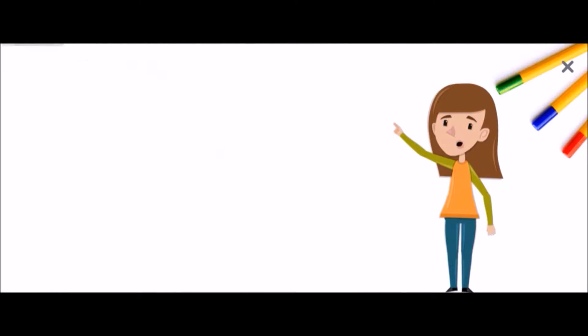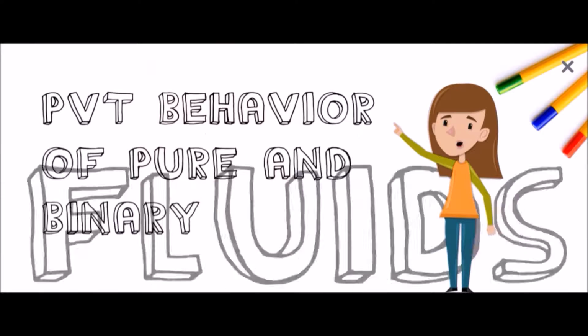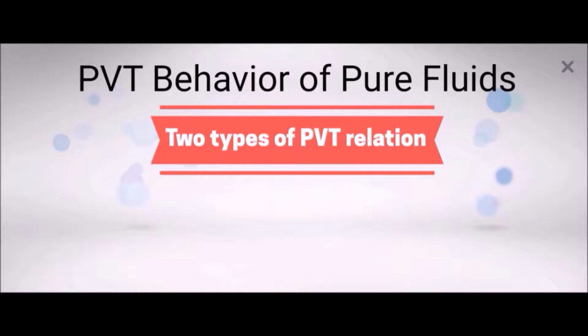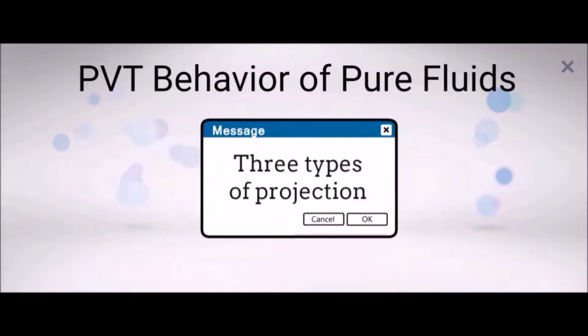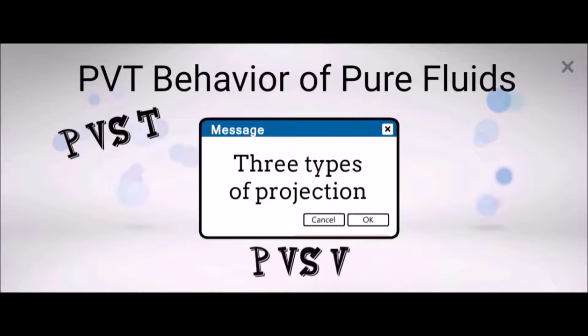Good day, today we're going to explain PVT behavior of pure and binary fluids. For the PVT behavior of pure fluids, there are two types of PVT relation: substances that expand on freezing and substances that contract on freezing. There are three types of projection: PT diagram, PV diagram and TV diagram.